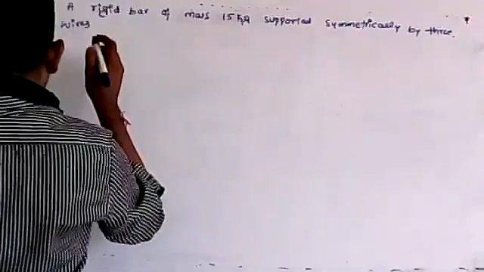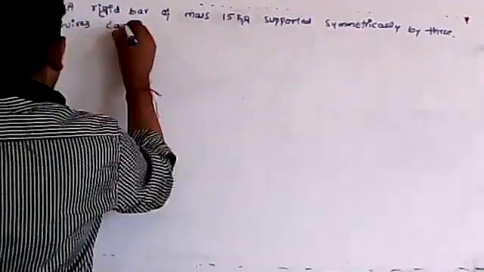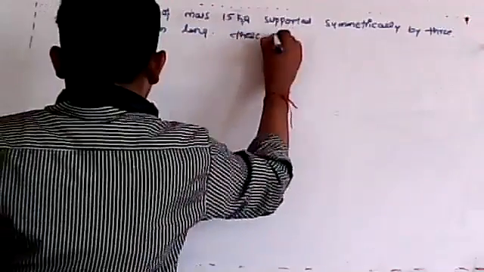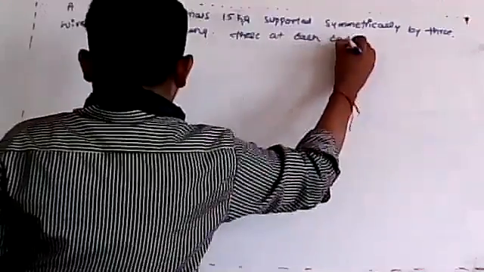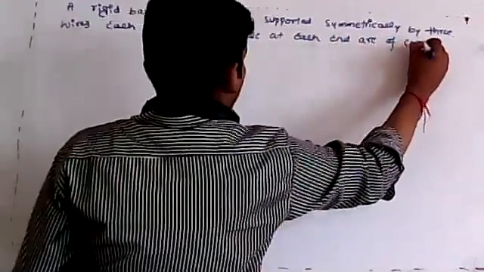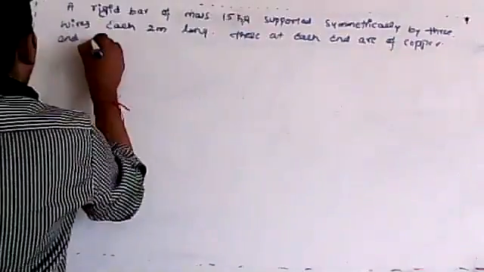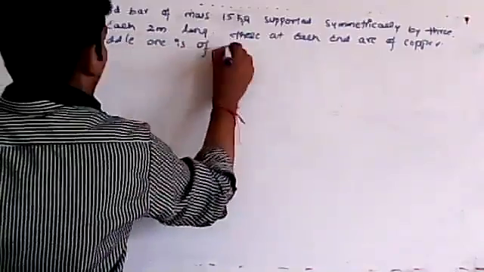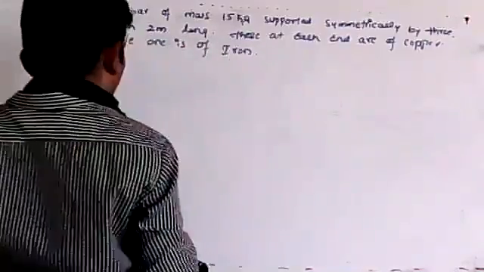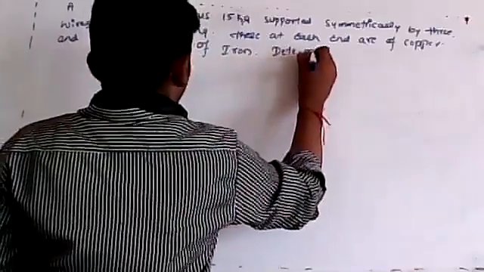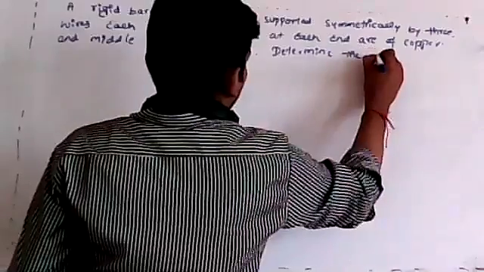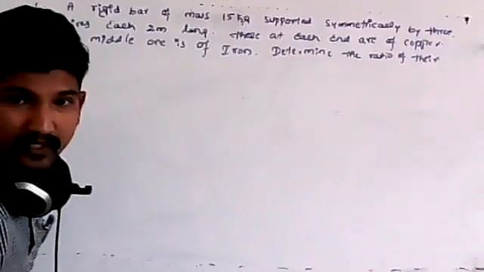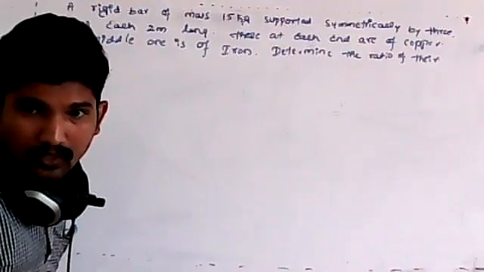See, 3 wires, each 2 meter long. These at each end are of copper, and the middle one is iron. See here what they ask. Determine the ratio of their diameter.